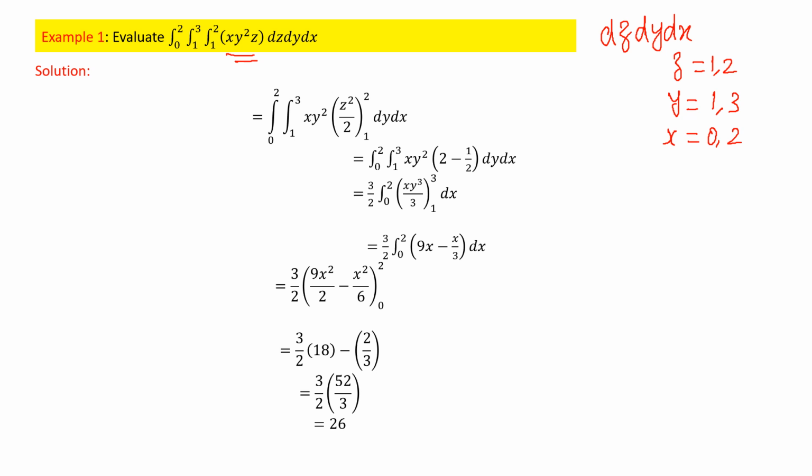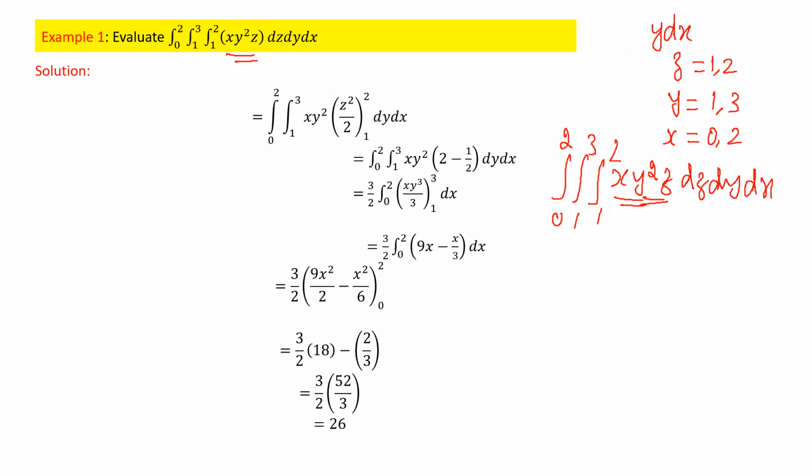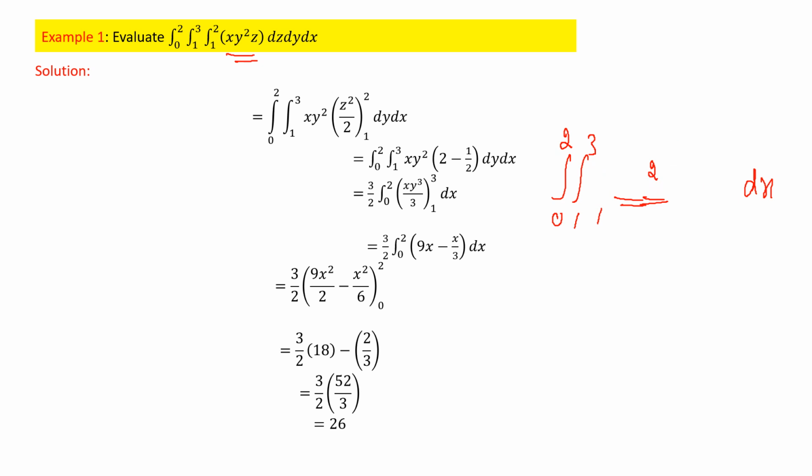So first I have to integrate the given function. My given function is x y to the power 2 z. So we keep the integrals as they are, 0 to 2, 1 to 3, 1 to 2, and this is my function followed by dz, dy and dx. First I have to integrate with respect to z, second with respect to y, and third with respect to x. So let us begin the problem.